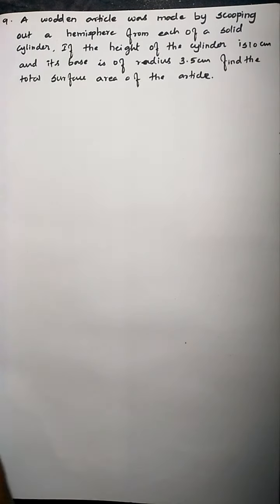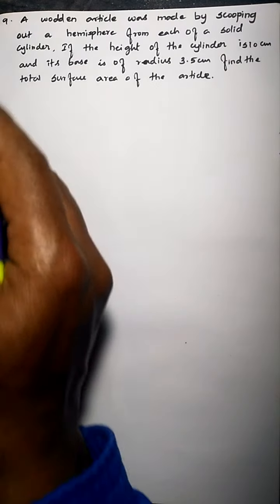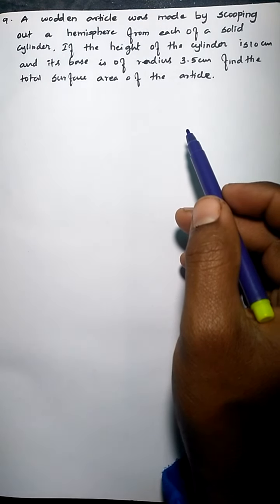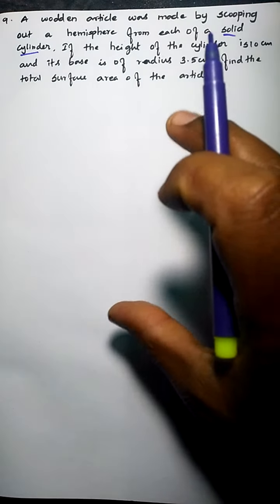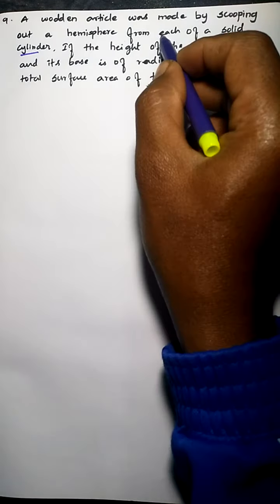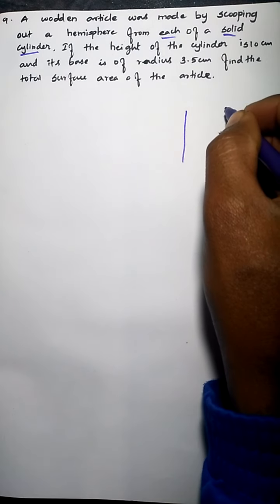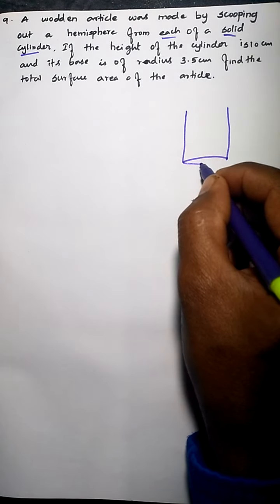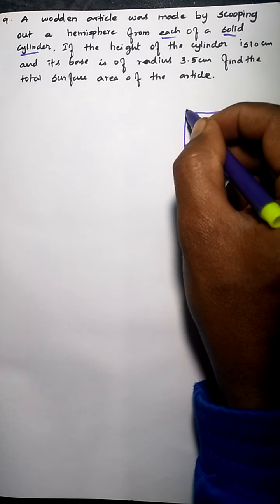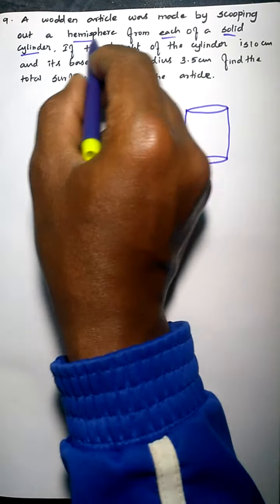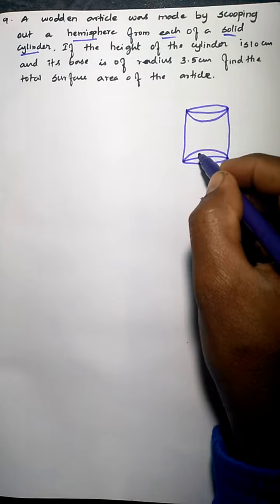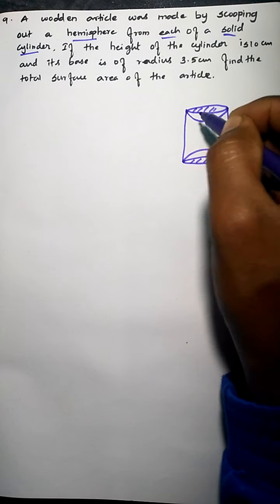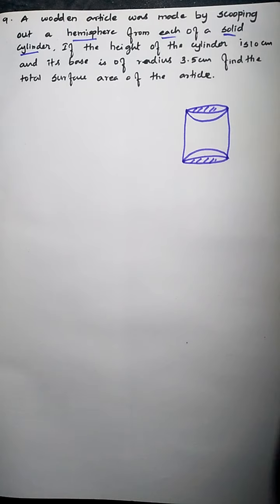Let's move to the last question, question number 9. A wooden article was made by scooping out a hemisphere from each end of a solid cylinder. So there is one solid cylinder, and scooping out means they are removing hemisphere shapes from each end. From here one hemisphere, from here one more hemisphere. They are cutting into hemisphere shape and taking it out.